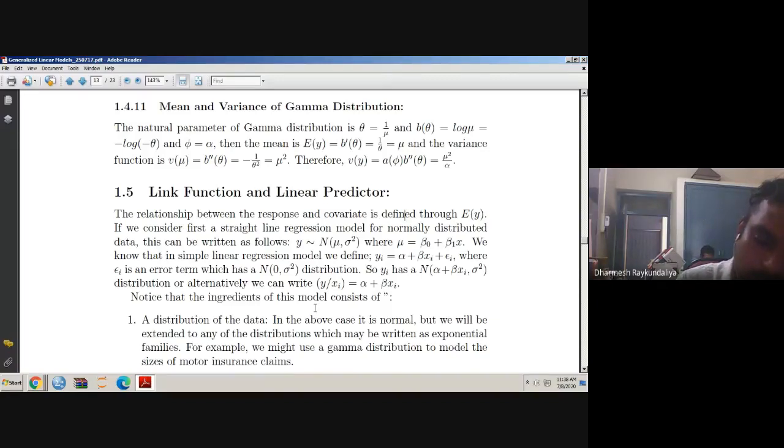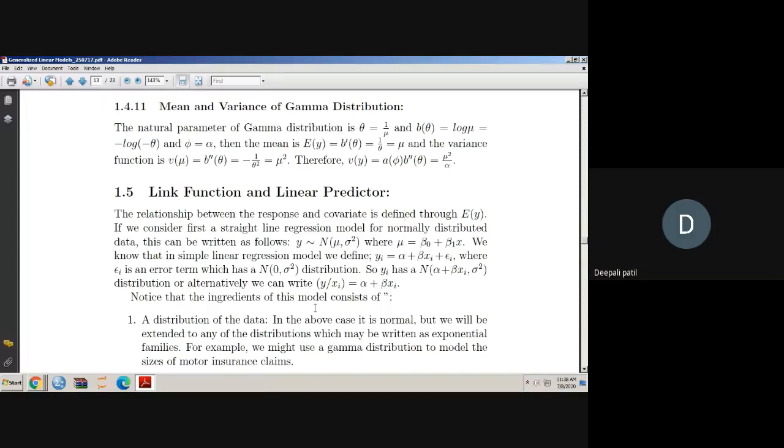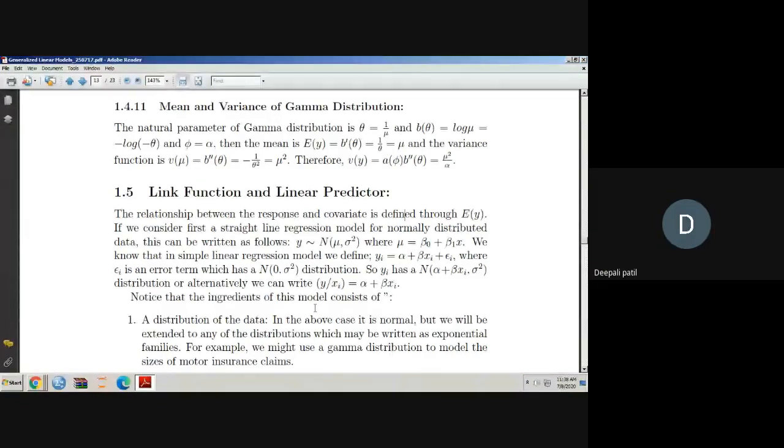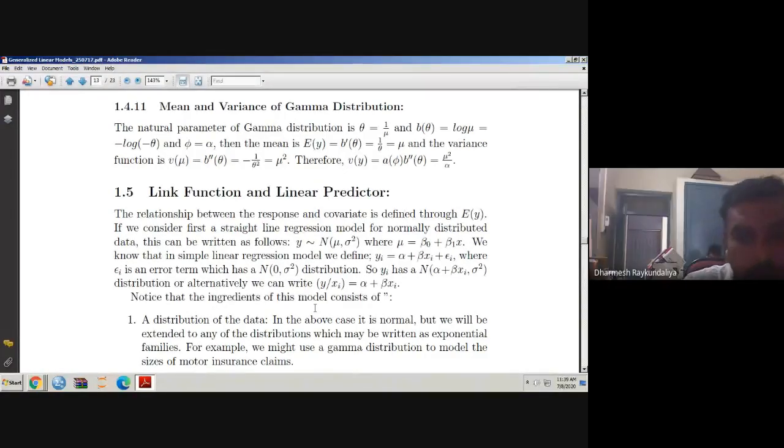Is that right or wrong? The relation between response and covariate is defined through the expected value of y. Okay, you forgot. Yes, sir. Tell me, what is the mean of y in the simple linear regression? It was given to you. What is simple linear regression? y equal to beta 0 plus beta 1 x plus epsilon. So what is the expected value of y? Beta 0 plus beta 1 x. Very good. This means that the response y is connected with x via the expected value of y.